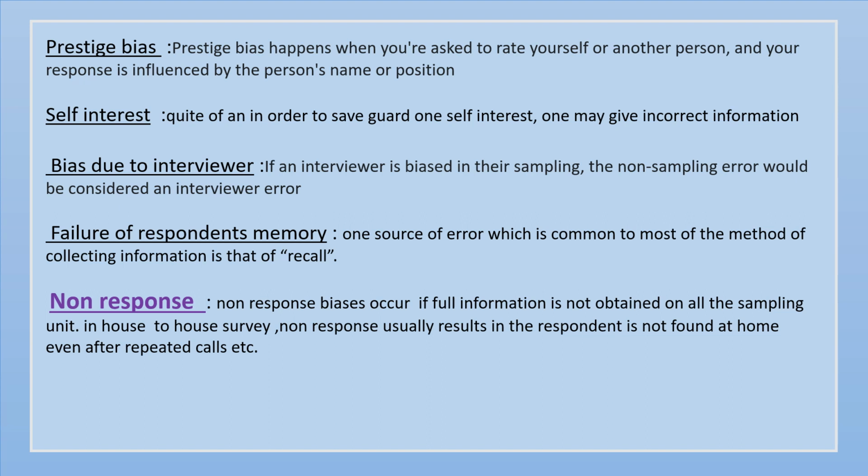Then, non response bias. Non response biases occur if full information is not obtained on all the sampling units. In house to house survey, non response usually results when the respondent is not found at home even after repeated calls, or if he is unable to furnish the information on all questions, or if he refuses to answer certain questions. Therefore, some bias is introduced as a consequence of the exclusion of sections of the population with certain peculiar characteristics due to non response.